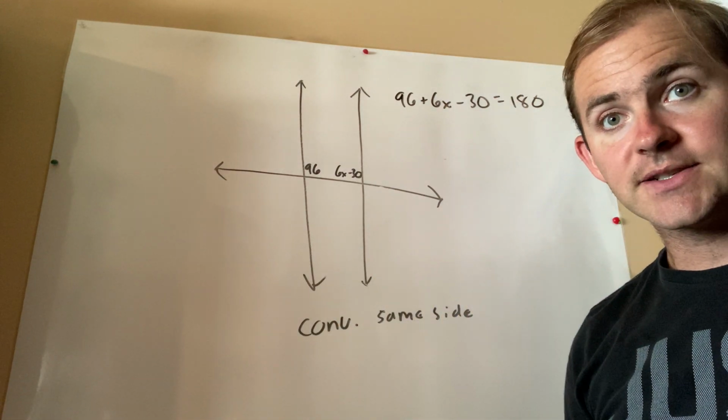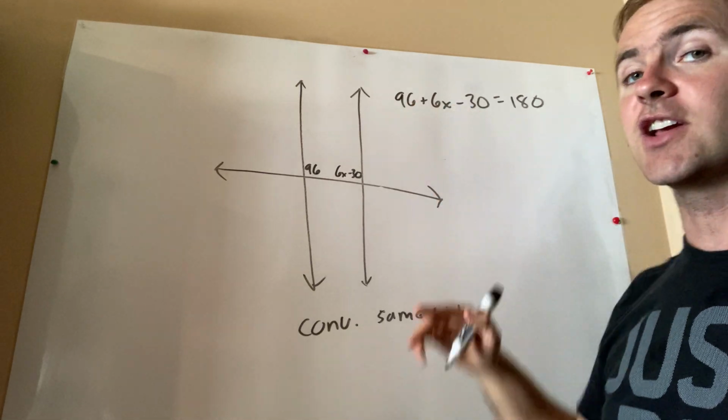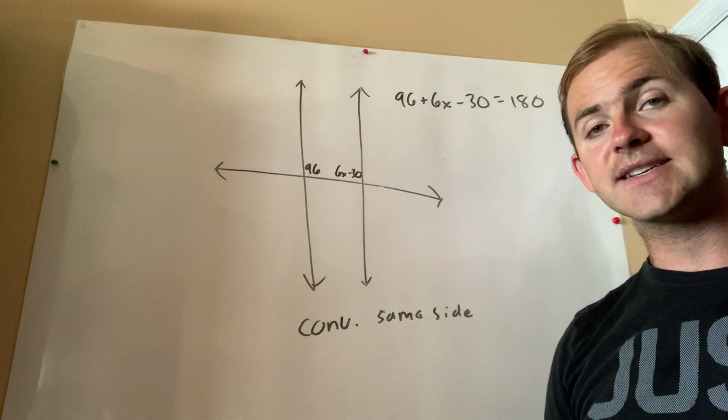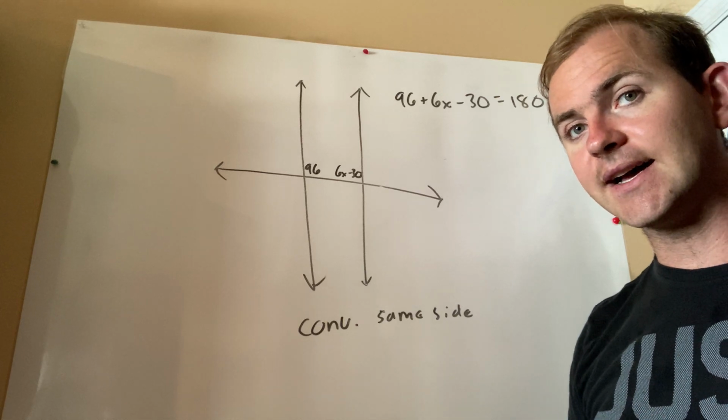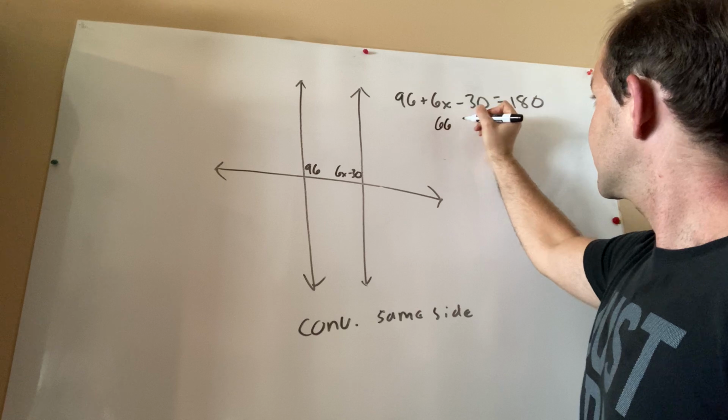A gentle reminder to everybody to combine like terms. The 96 and the minus 30 are like terms because they're both constants and they're on the same side of the equal sign. So 96 minus 30 gives me 66.